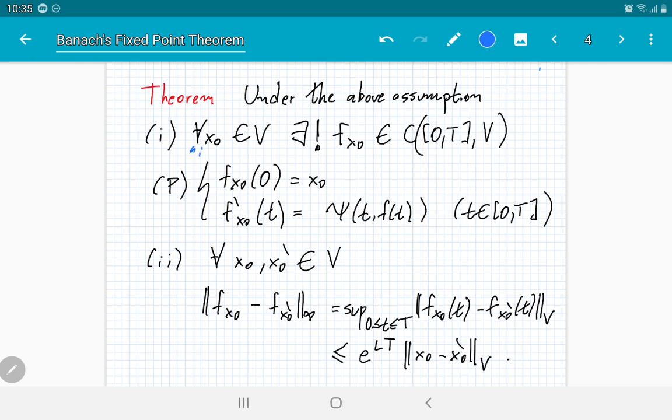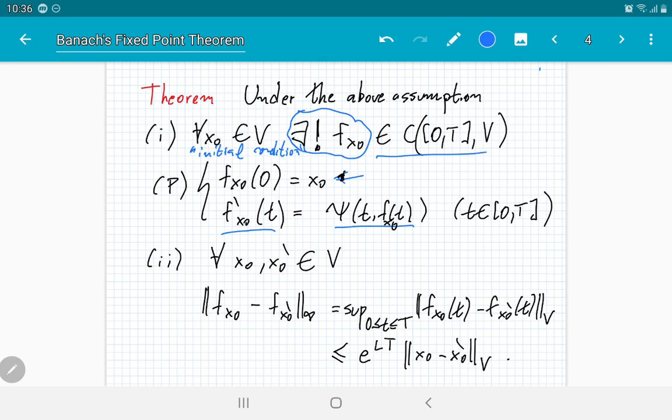So this is my initial condition. And I want to find a trajectory that is at x naught at time 0, and with the derivative specified by the ODE I described before, right? So this is f of x naught. So this is a function such that when you differentiate it, the derivative is psi of t, f of t. And moreover, this function is equal to x naught at time 0. The claim is that there exists a unique f of x naught, continuous, that satisfies this.